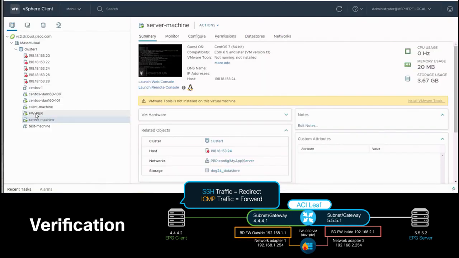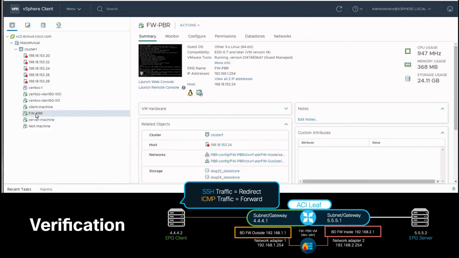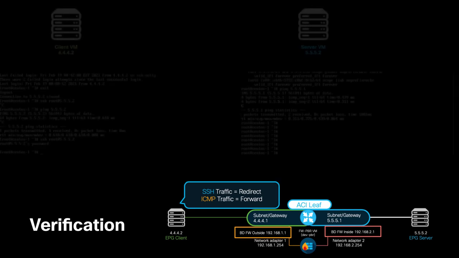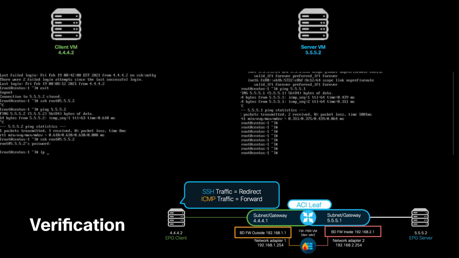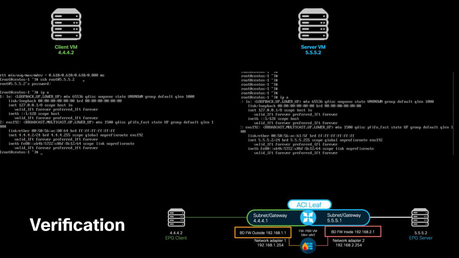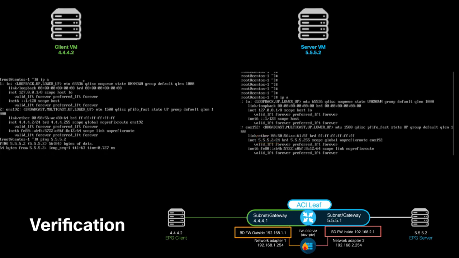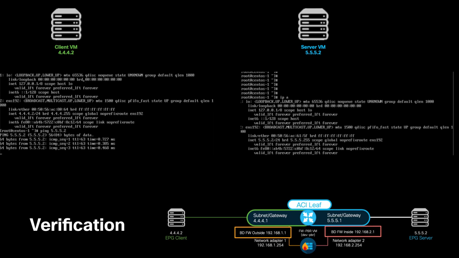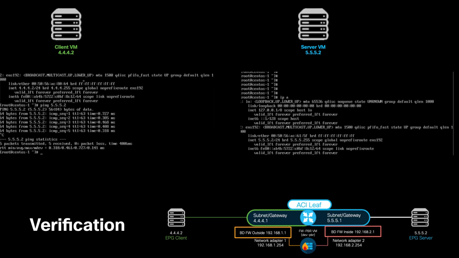If we now go to our firewall VM, we can see that both network adapters already have the shadow EPGs automatically assigned as expected, and if we bring up the consoles from both client and server VMs, we can see that the client VM has a 44.4.2 IP address and the server VM has a 55.5.2 IP address configured. Let's try to ping the server VM from the client. And it works. This traffic is going straight through the fabric without redirection to the firewall.